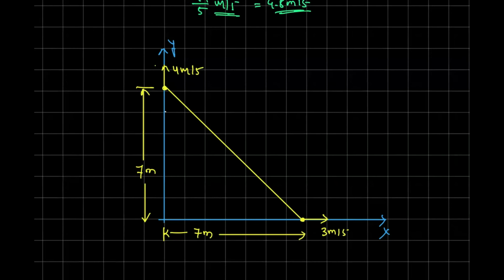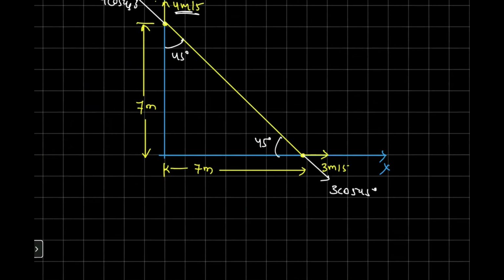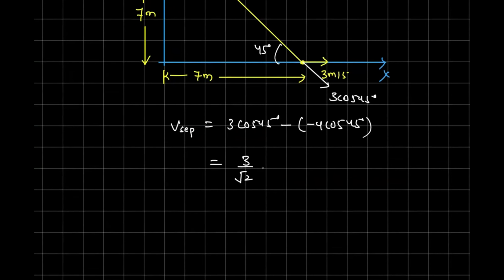Now you know this angle is going to be 45 degrees, and this angle is also going to be 45 degrees. How? Right-angled isosceles triangle. So when I have to find the separation or approach, I have to take the component of velocity along the line joining. Always I have to take the component this side. So the component of 4 this side is 4 cos 45. Similarly, the component of this side is 3 cos 45. So what is my velocity of separation? It is 3 cos 45 minus (minus 4 cos 45). We have taken it along the line joining. So it will be 3 by root 2 plus 4 by root 2, so it's 7 by root 2 meters per second.